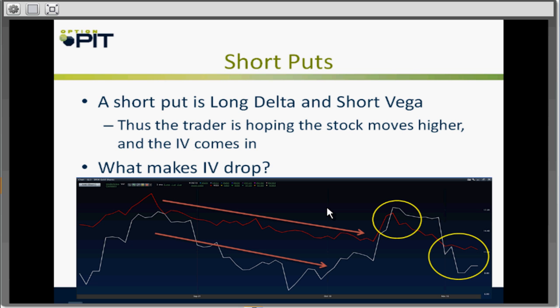Short puts. All right. A short put is long the underlying and short volatility. I would call it long delta and short vega. It is long the underlying and short volatility. It's short insurance premium. All right. Delta is kind of how it relates to the underlying. Vega is how it relates to the insurance premium. Thus, the trader is hoping the stock moves higher and IV comes in.